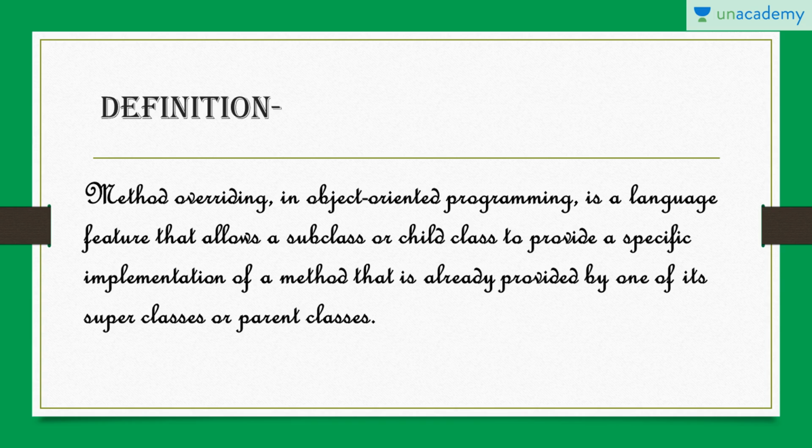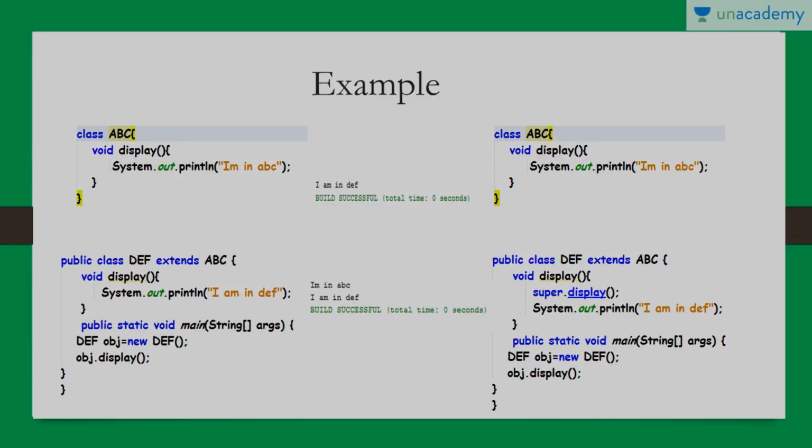What does it mean? By prototyping we mean that the return type, the name of the function, and all the parameters of both functions need to be the same. Only then will it be considered method overriding. The only difference will be in the definition, or you can say the body, of the function. Okay, now let us see with the help of an example how we can achieve that.